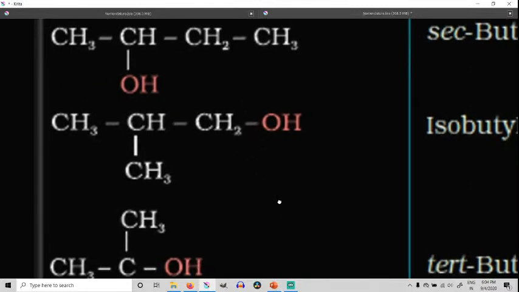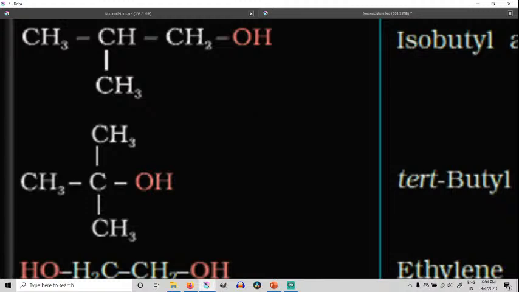Now let's discuss this example. What will be the IUPAC name of this? We can see there are 3 carbon atoms in the straight chain, 1, 2, 3, right? On the first carbon atom OH is attached, right? And on the second carbon atom one methyl group is attached. The parent chain has 3 carbon atoms. What will the root word be? The root word for this will be prop.